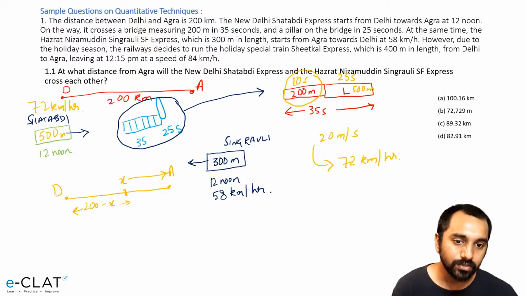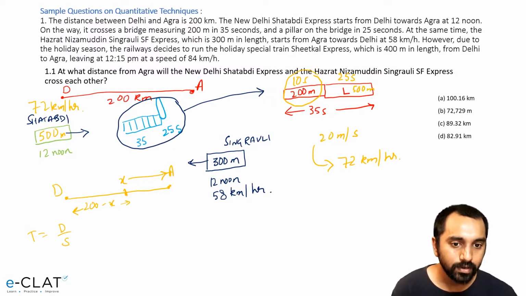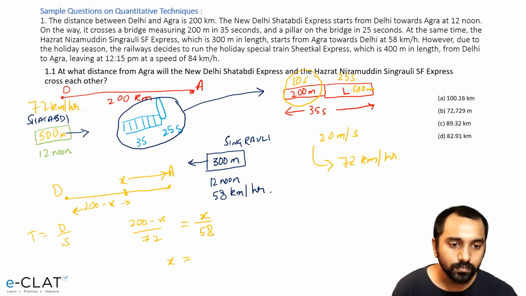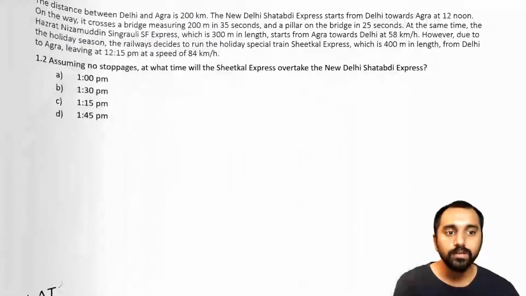So the time taken by the Shatabdi would be, using the normal formula for time, distance over speed, 200 minus x over 72, and we will equate it to the time taken by the other train, which is x over 58. Now if I solve this equation, I'll get the value of x as 89.3 kilometers. Whatever information I have achieved in the first part will be used in the second parts as well, and I'll use it directly over here.